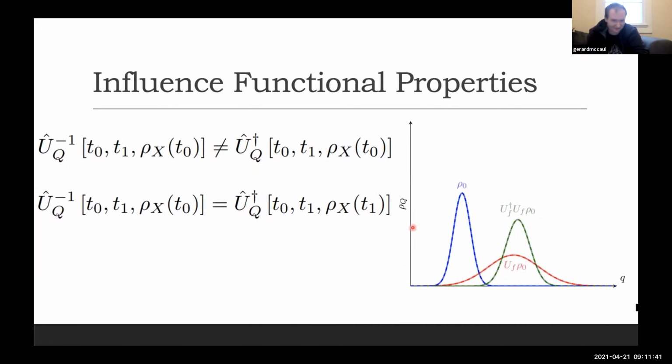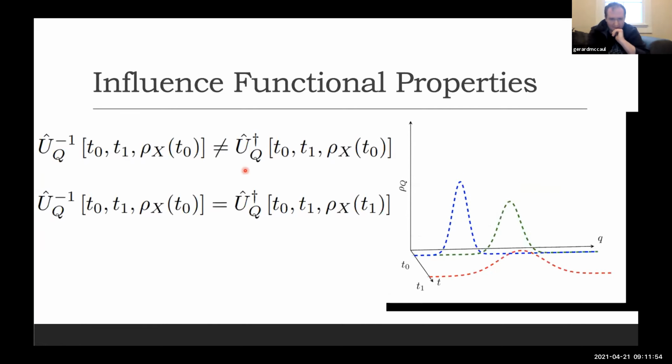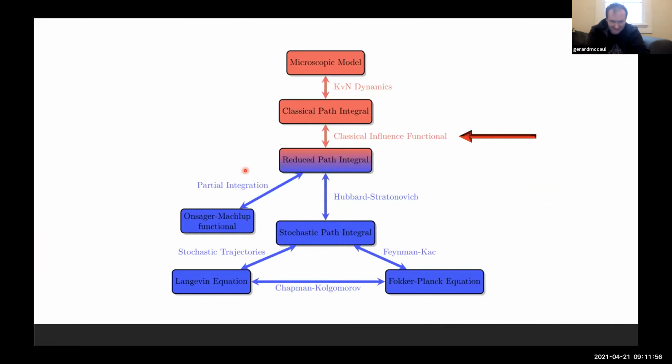So you can see on the right here that as soon as you invoke an influence functional, fundamentally you're already seeing the irreversibility properties of the open systems reduced evolution. Okay, so this is the essential idea that we've got a classical path integral and we've got a classical influence functional.